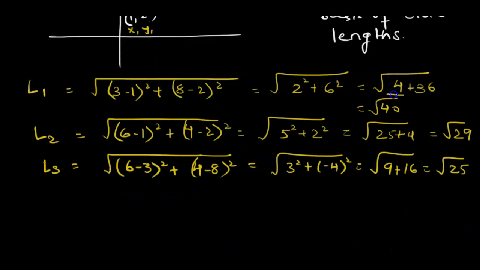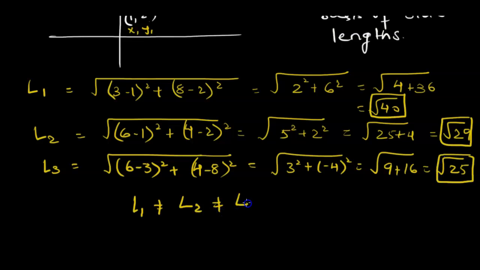Now when we look at these three lengths, length 1, length 2 and length 3, none of these lengths are equal to each other. Therefore, when the three lengths or three sides of a triangle are not equal to each other, it is called a scalene triangle. Hence, this triangle is called a scalene triangle. This is how we use the length formula to classify a given geometric shape.